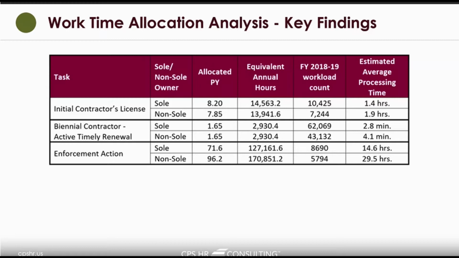For this particular table, what we did is we consolidated all of the enforcement metrics, including accusations, investigations, complaints, etc., into an overall metric. And if you're looking here on the very right-hand side, you're able to see that on average, these enforcement actions in the aggregate for sole owners take 14.6 hours compared to non-sole owners at 29.5 hours, which is almost actually slightly more than double the amount of time.